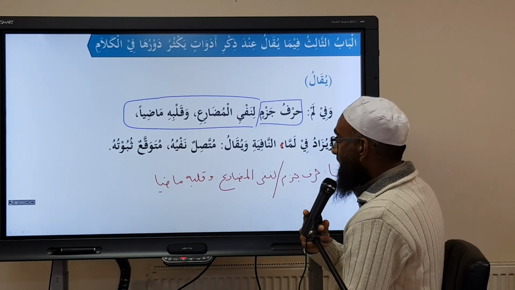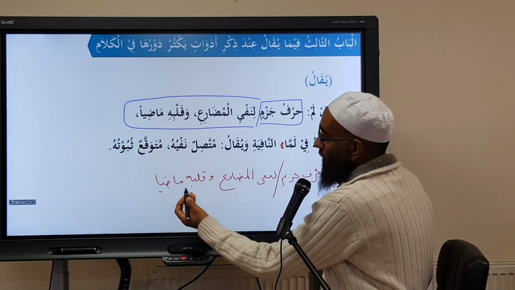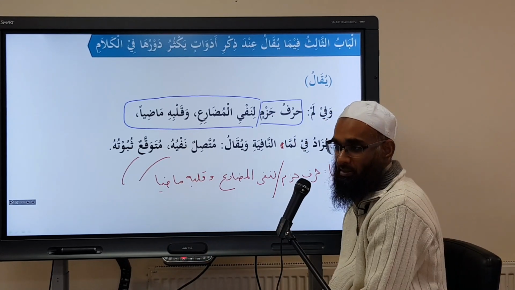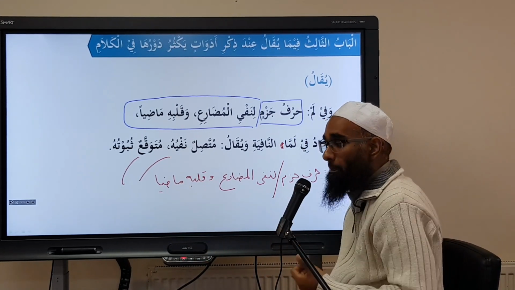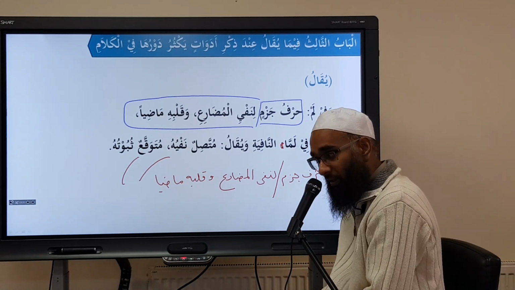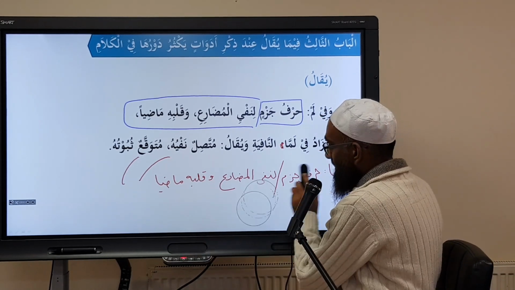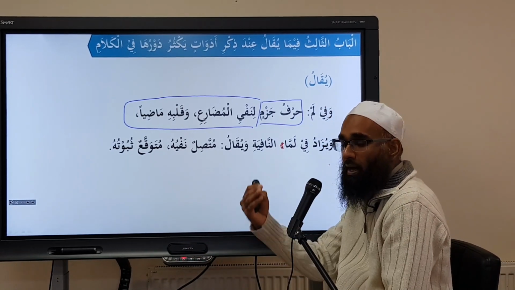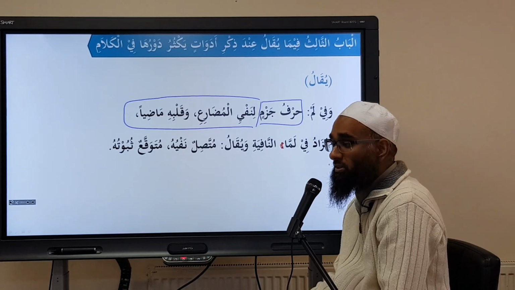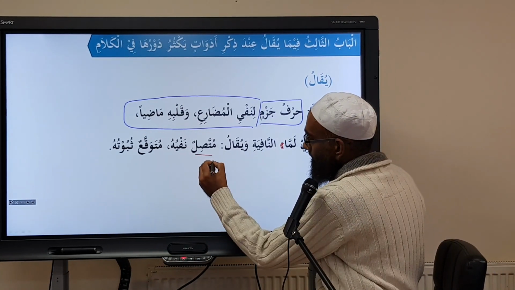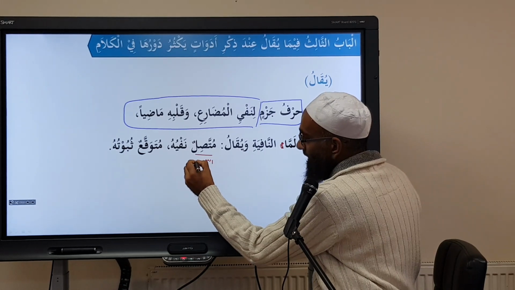What happens in it? متصل نفيه متوقع ثبوته. It has 4 of these elements. It gives jazm, makes the فعل مضارع ماضي, makes the مضارع منفي, and in lamma the 2 more elements. What 2 elements? That is nafyu is muttasil. It shows the recent past. Muttasilun nafyuhu, it's nafi. Again, this muttasil is what? Ismu fa'il.